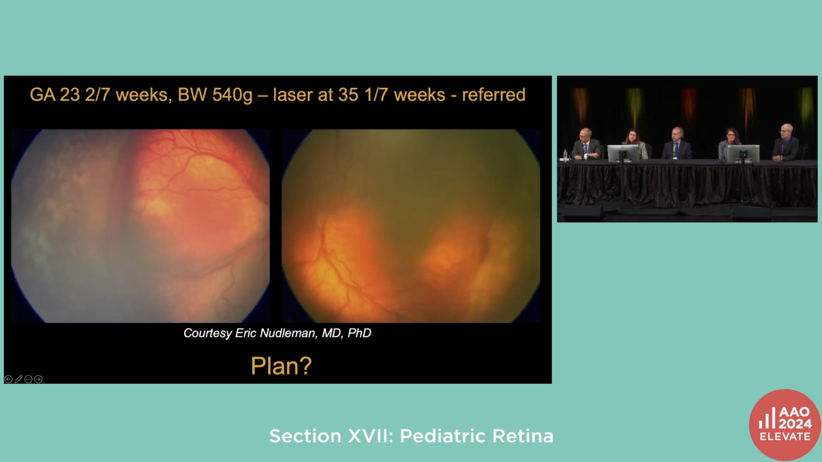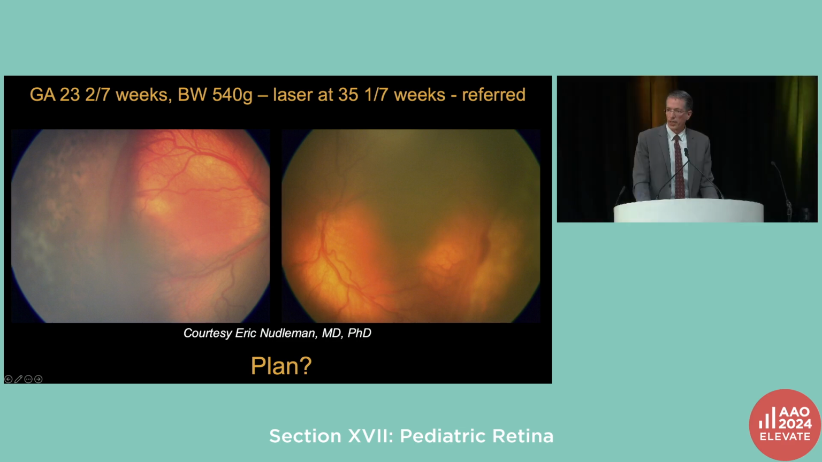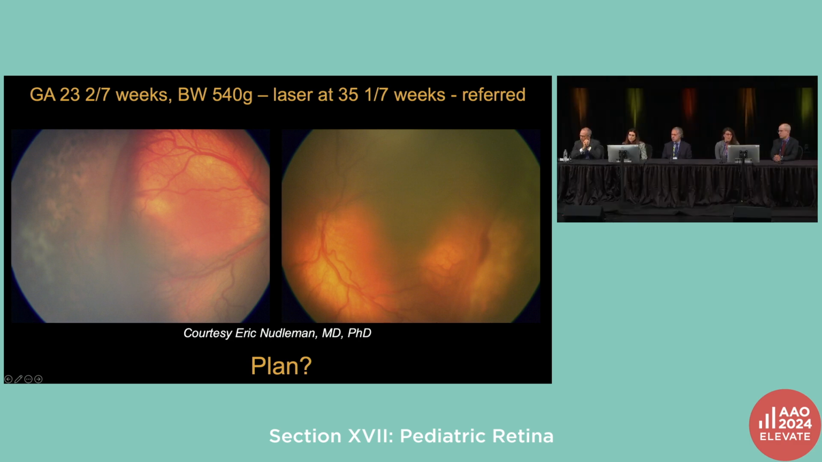So Brittni, this is a patient that was provided to me by Eric Nudleman that is a micropreemie that at 35 weeks had been treated with laser for treatment-requiring ROP, and now has been referred because of persistent activity. How would you approach this if they're referred to you? Yes, this ridge is very angry, right? It's an elevated, very highly vascular ridge.